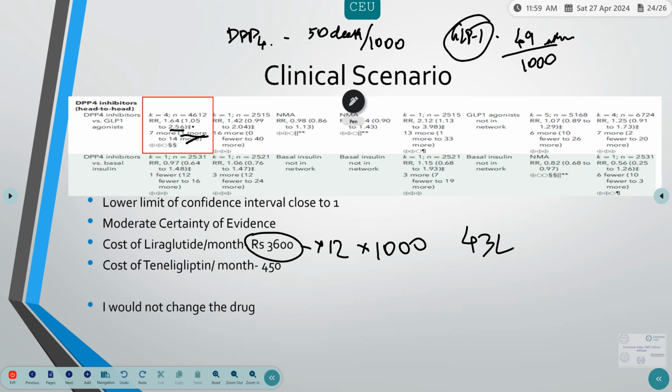Are you happy with the drug? No. I don't think one life is worth 43 lakhs. You won't spend 43 lakhs to save one life.